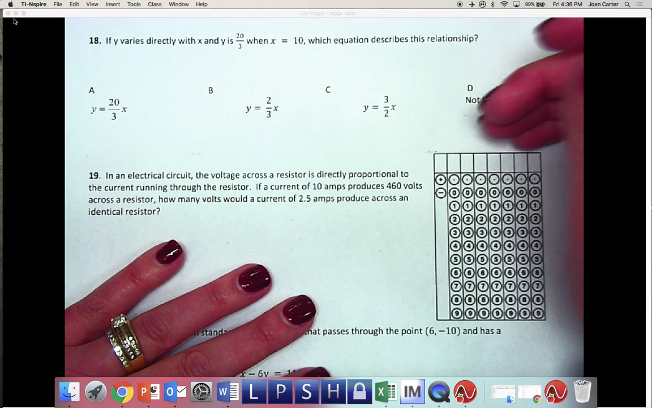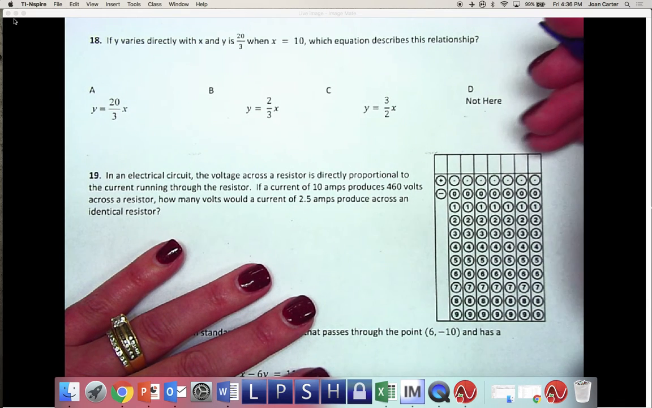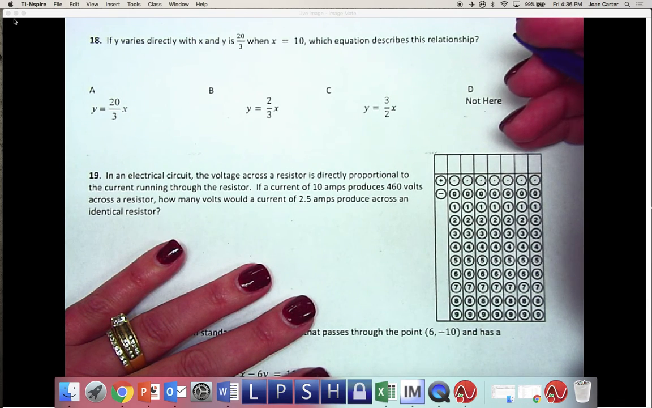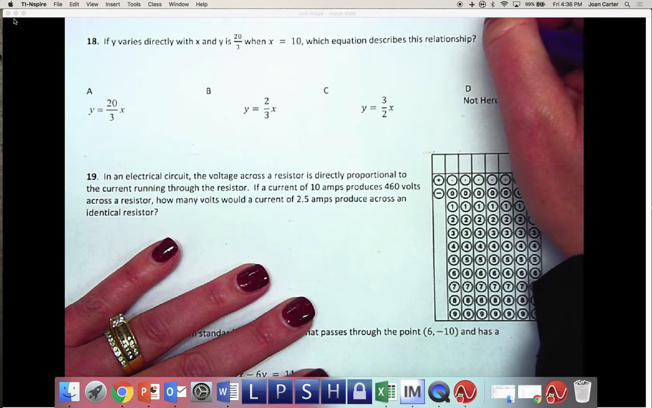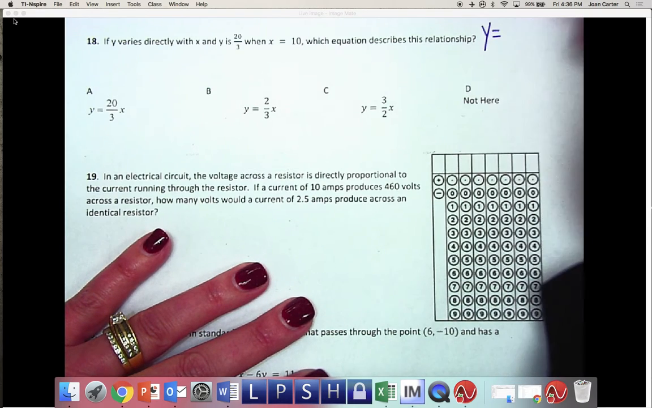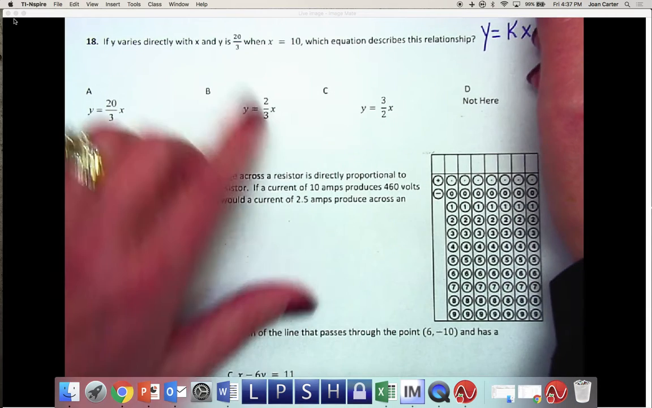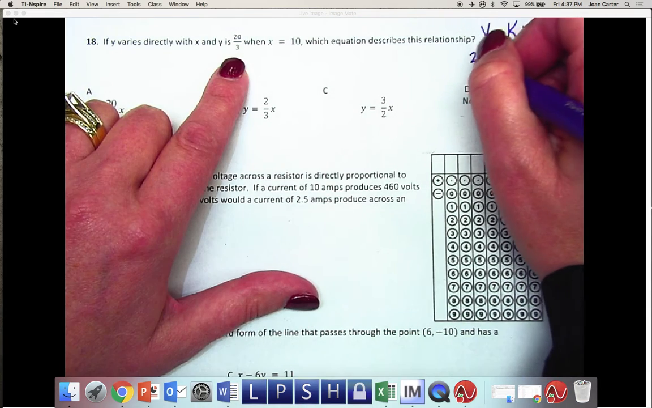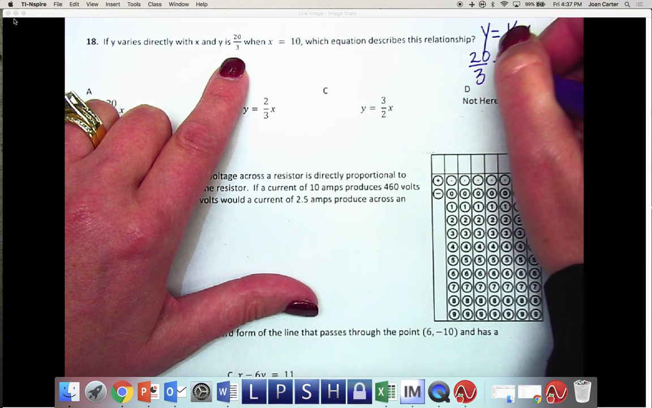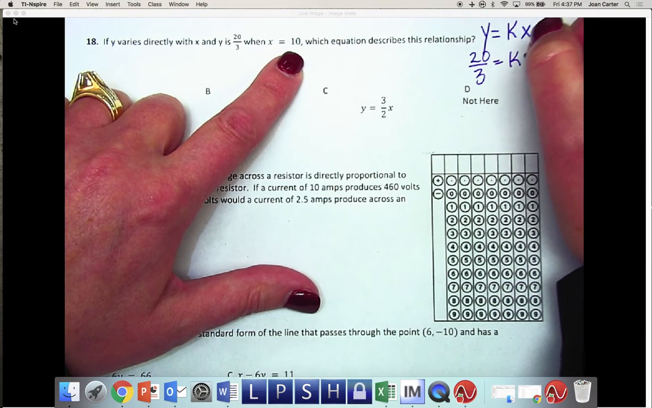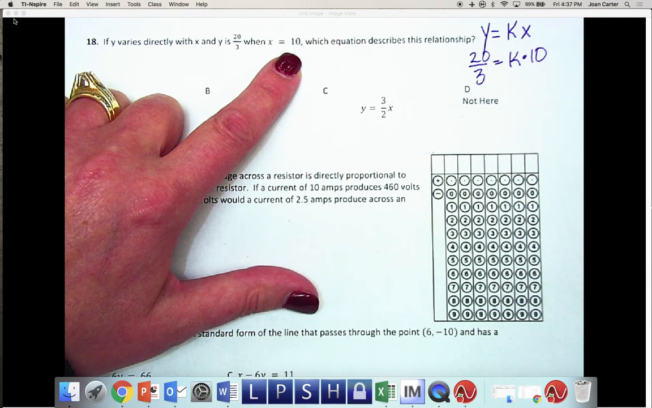Number 18. If y varies directly with x and y is 20/3 when x is 10, which equation describes this relationship? Now remember, the equation for direct variation is y equals kx. Okay? If y is 20/3 when x is 10, which equation describes the relationship?